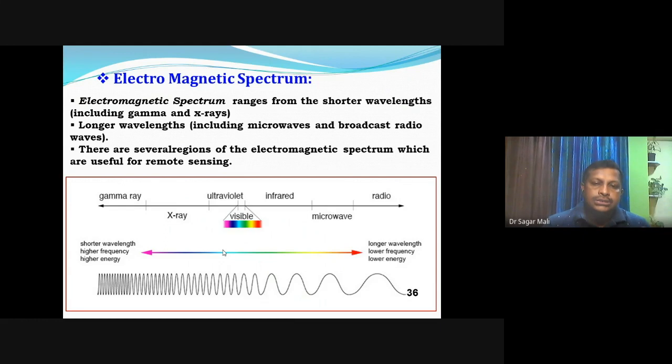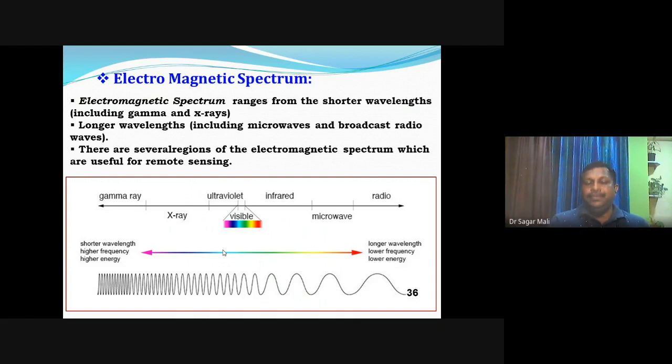Means, learners, friends, cosmic rays, gamma rays, X-rays, and ultraviolet rays we never use for remote sensing purposes because their wavelength is very narrow and the frequency is very high, and they get absorbed, reflected, and scattered in space before entering the Earth's atmosphere.